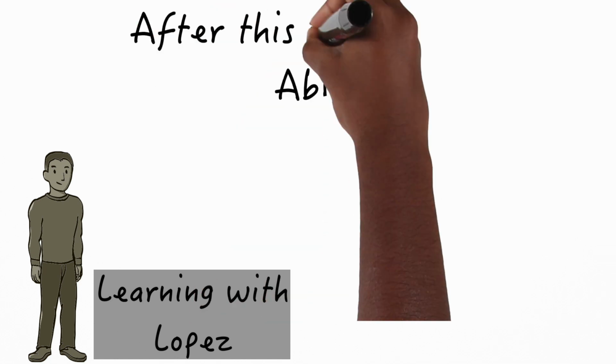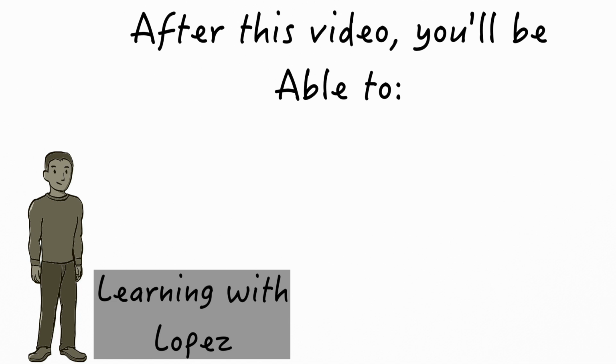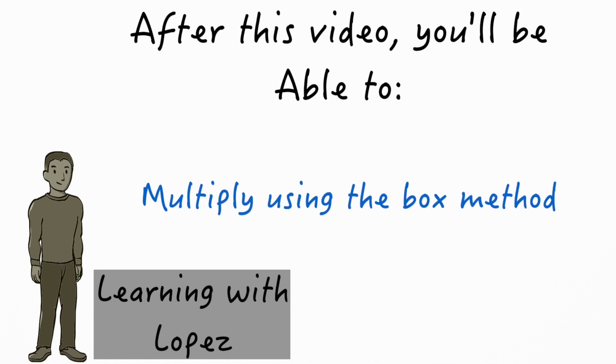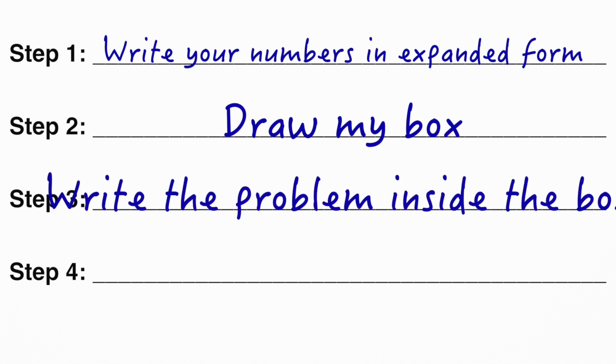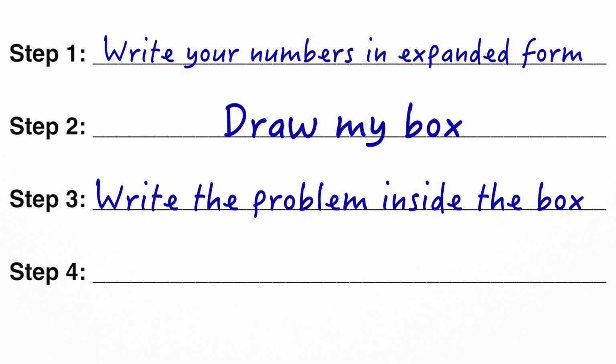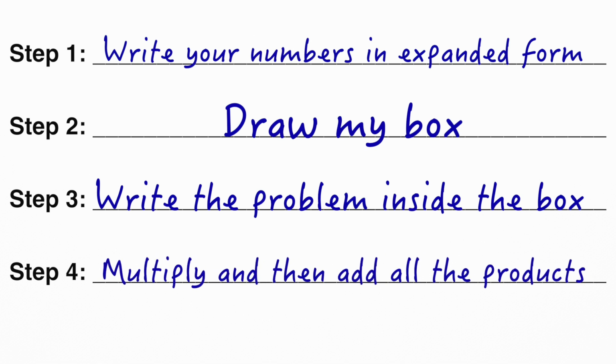In this episode, we're going to review how to multiply using the box method. Let's get started. My first step is to write the numbers in expanded form. My second step is to draw my box. Step 3 is to write the problem inside the box. Step 4 is to multiply and then add all the products.